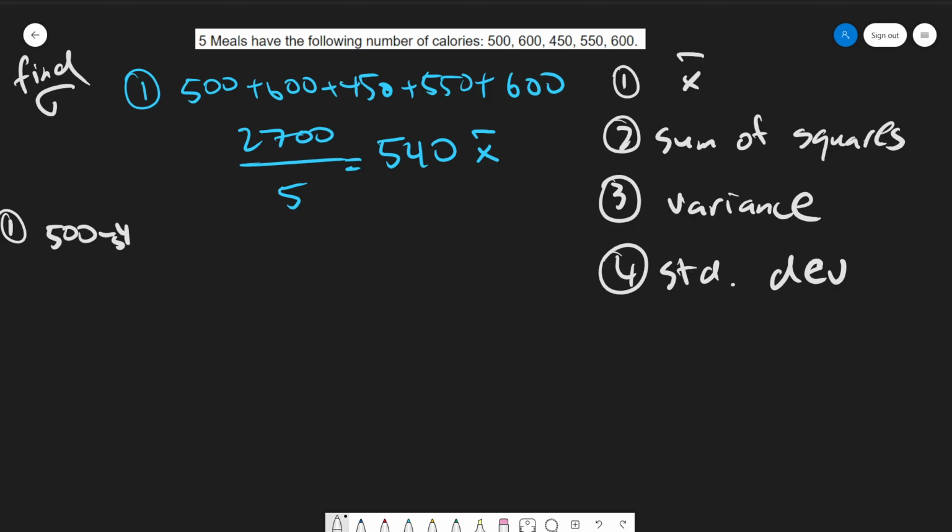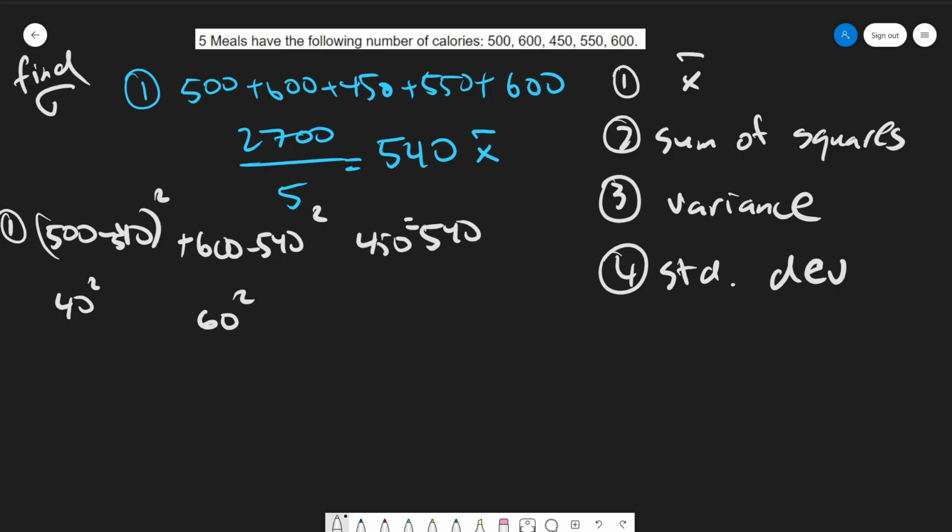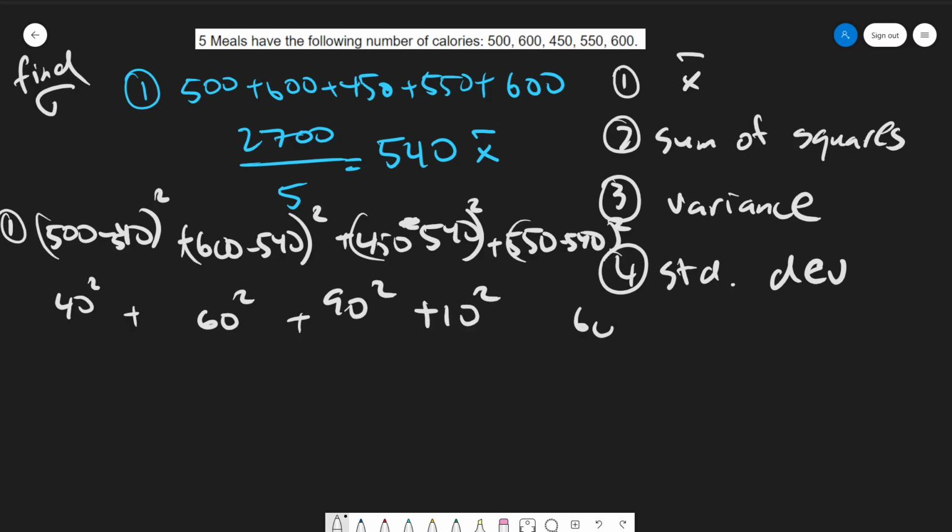Now we're going to find how far away everything is from the average. So 500 minus 540 squared, that's 40 squared. 600 minus 540 squared, that's 60 squared. 450 minus 540 squared is 90 squared. And then we've got another 550 minus 540 squared, that's only a 10 squared. And this last one, 600 minus 540 squared, that's going to be 60 to the power of 2.